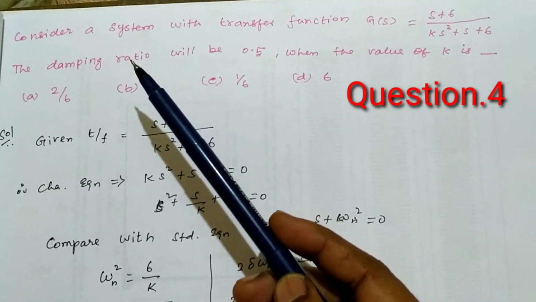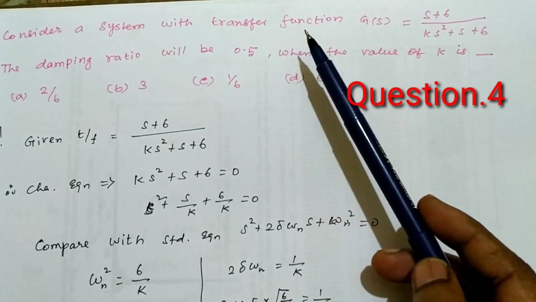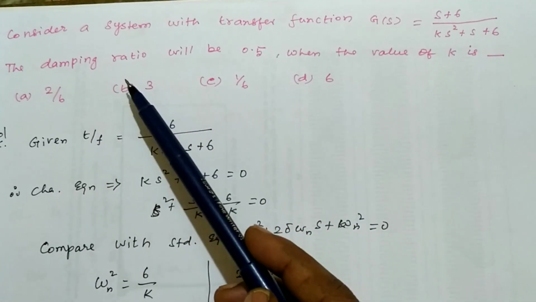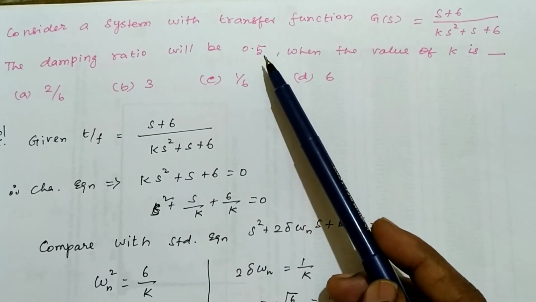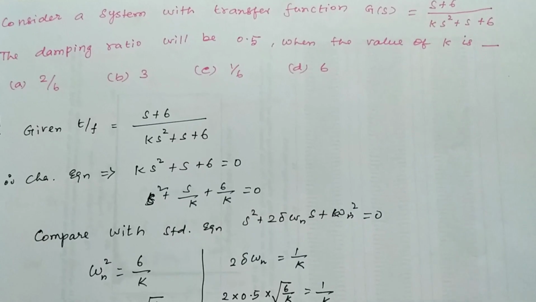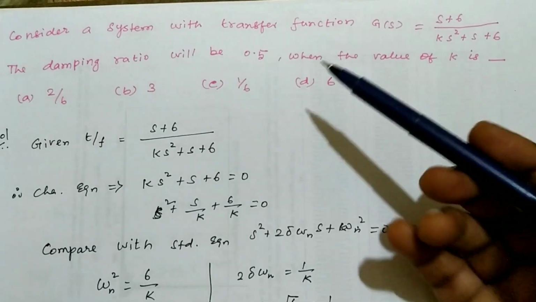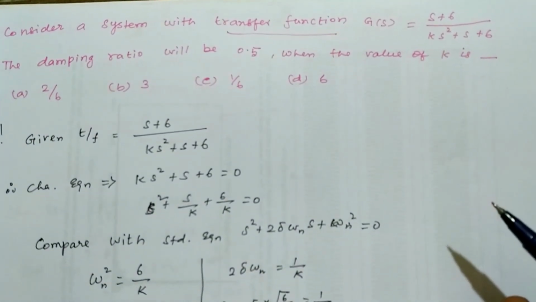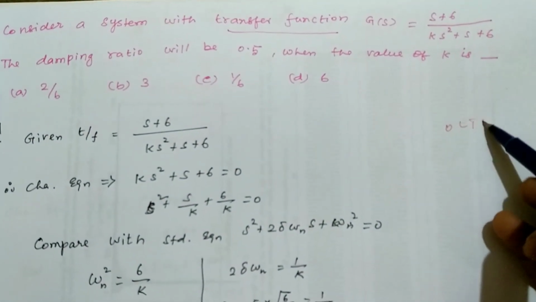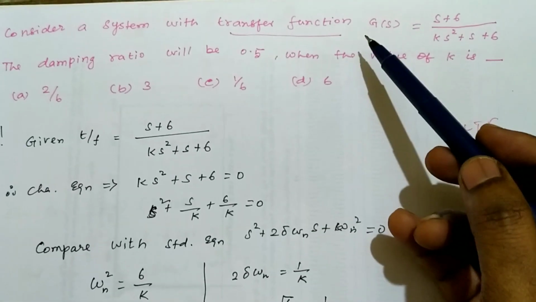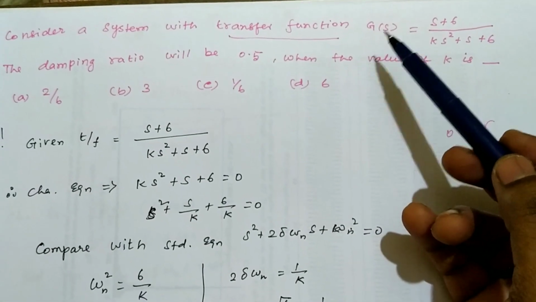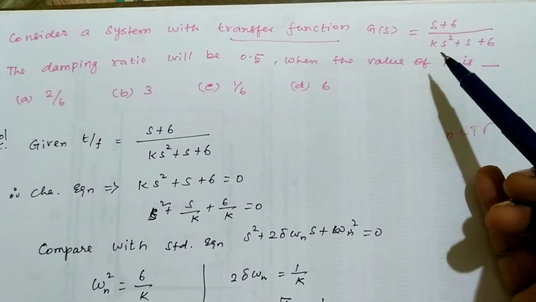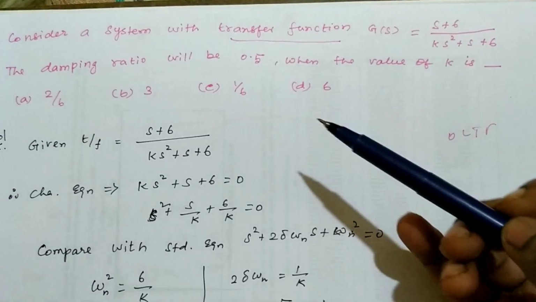Next problem. Consider a system with the transfer function G of s is equal to s plus, this function. The damping ratio is 0.5. What is the value of K? As in the previous problem. But in this problem, they mention the transfer function, whereas in the previous problem they mentioned the open loop transfer function. So there is no need to form the second order system again. Already it is second order, so just compare with the standard form.